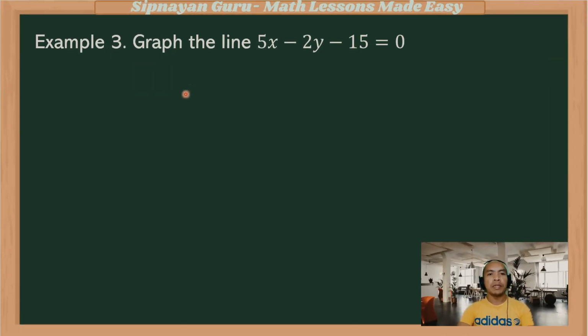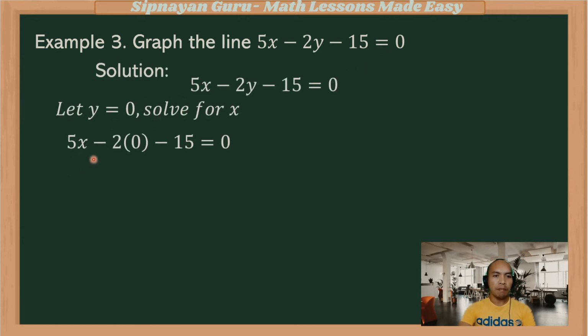Now, let's have example number 3. Graph the line 5x minus 2y minus 15 is equal to 0. Substitute, so 5x, copy, minus 2 times y, which is 0, minus 15, that is equal to 0. 2 times 0 is 0. What is left is 5x minus 15, that is equal to 0. By the addition property of equality, transpose negative 15 to the other side, so that will turn to positive 15. Divide both sides by 5 to solve for x, so our x is equal to 3. The ordered pair is (3, 0). The value of x is 3 when y is equal to 0.